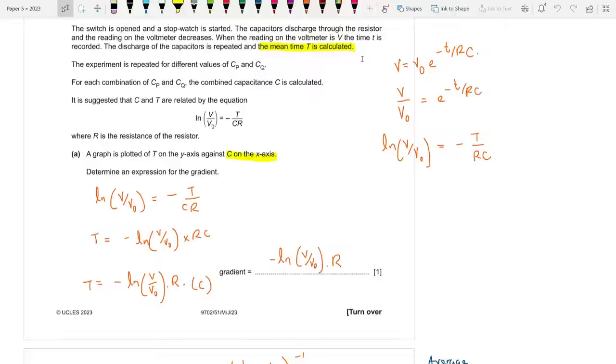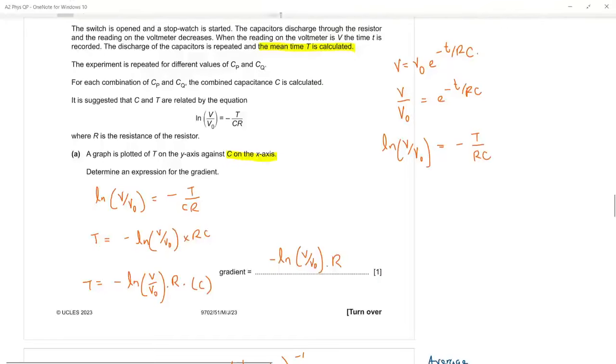So let's try to solve this. ln V by V naught is equal to minus T by CR. So T is equal to minus ln V by V naught times RC or CR. And then finally, we need to separate C since C is the independent variable. It's on the x-axis. So T is equal to minus ln V by V naught times R times C, where minus ln V by V naught times R is the gradient. That is all, and it has no y-intercept. That's good. So that was the first part.